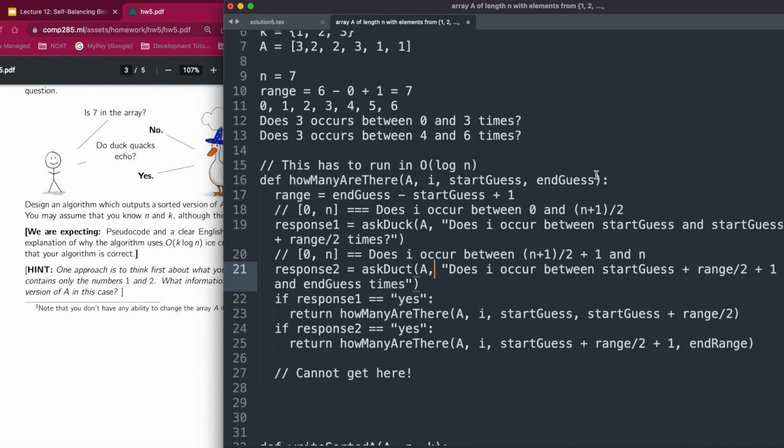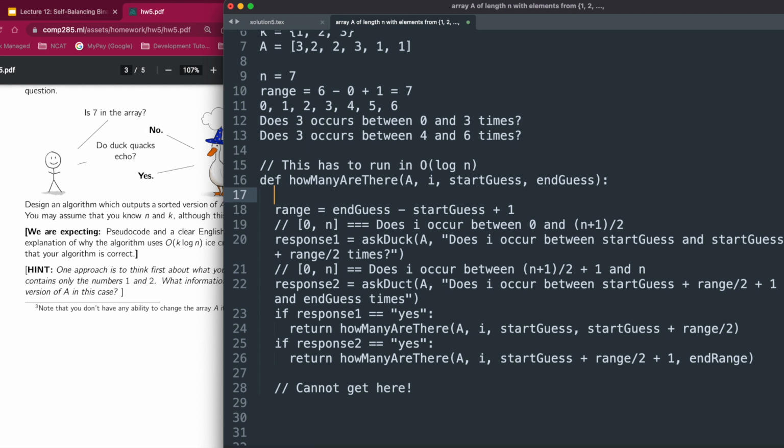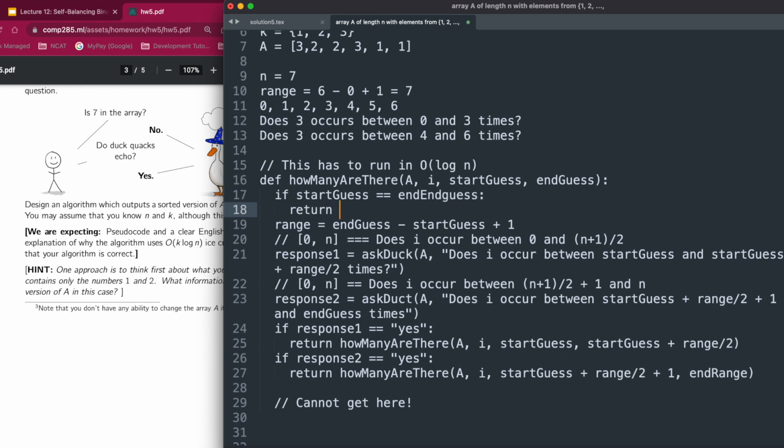And the way to look at that is that essentially we need a base case. So the base case is if my start guess equals my end guess, right? So if my start guess equals my end guess, then I return my start guess. So if my guesses are equal, then that means I've narrowed it down to exactly one of the answers, right?